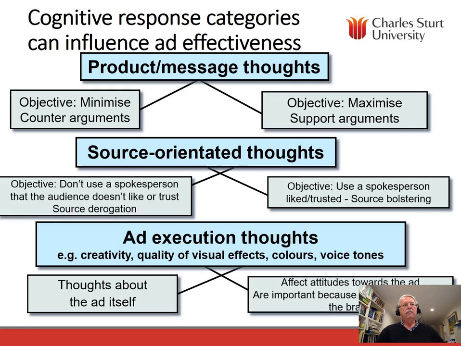In terms of source-oriented thoughts, the objective is don't use a spokesman that the audience doesn't like or trust. Otherwise we wind up with source degradation. And this comes down to the kind of brand ambassador that we select in the communication process. So the objective is to use a spokesperson liked or trusted so that we can actually use the source to bolster our message.